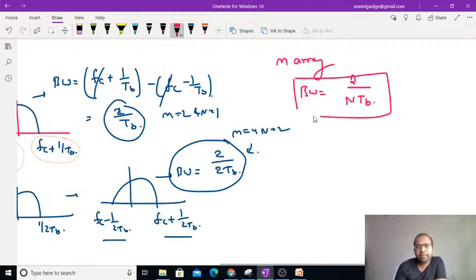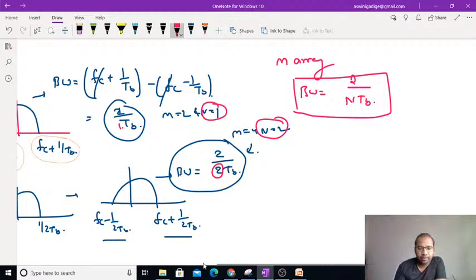Did you understand this one, guys? Here N is 1, so I got 1 into TB. Here N is 2, so I got 2 into TB. So if M is equal to 8, then N is equal to 3, and I will get the bandwidth equal to 2 divided by 3 into TB. So all of you understood how I am getting the relation for the M-ary bandwidth.